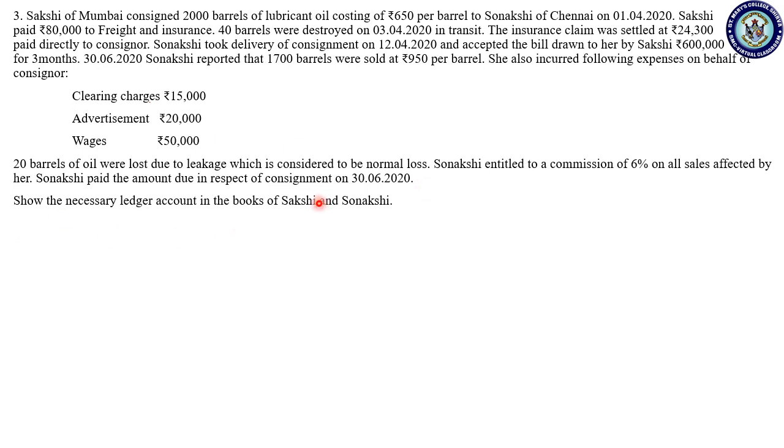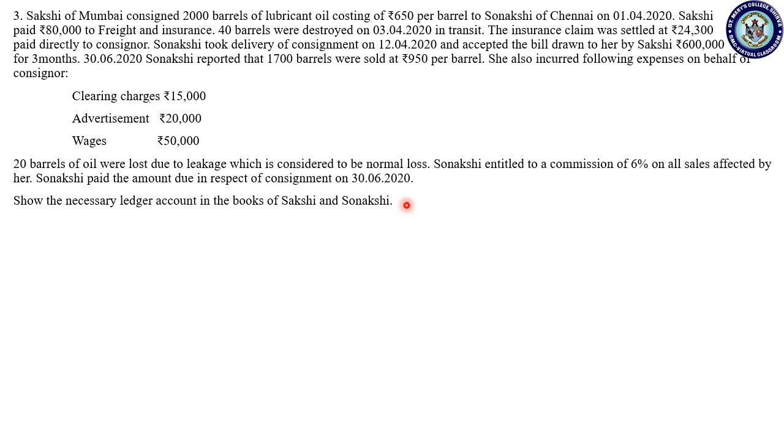Now they asked you to prepare the ledger records in the books of Sakshi and Sonakshi. Sakshi is the consignor, Sonakshi is the consignee. So in the books of Sakshi we prepare the consignment account, consignee's account, that is Sonakshi's account, goods sent on consignment, and abnormal loss. In Sonakshi's books, we prepare the commission account and the consignor's account. Before preparing the ledger account, if there is abnormal loss, first you have to calculate the value of abnormal loss, then closing stock. We already solved two problems on the valuation of closing stock, and one problem on the valuation of abnormal loss, right?